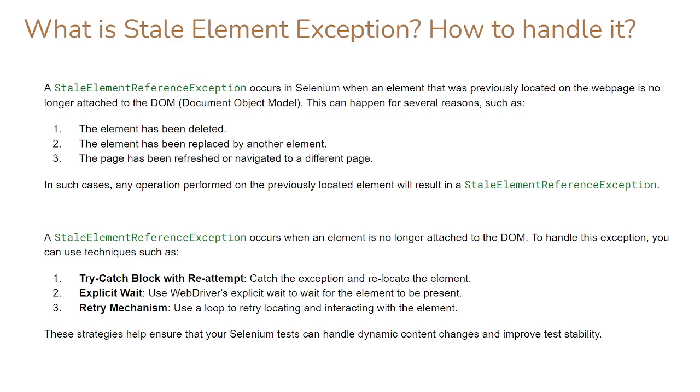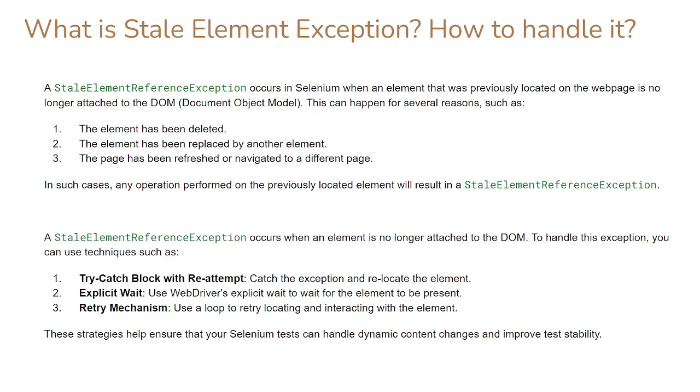Now, the next question is very important. What is stale element reference exception and how to handle it? Stale element reference exception basically occurs in Selenium when an element that was previously located in the web page is no longer attached to the DOM. DOM means document object model. This can happen for several reasons, such as the element has been deleted or doesn't exist, the element has been replaced by another element, or the page has refreshed or navigated to a different page. In such cases, any operation performed on the previously located element will result in stale element reference exception.